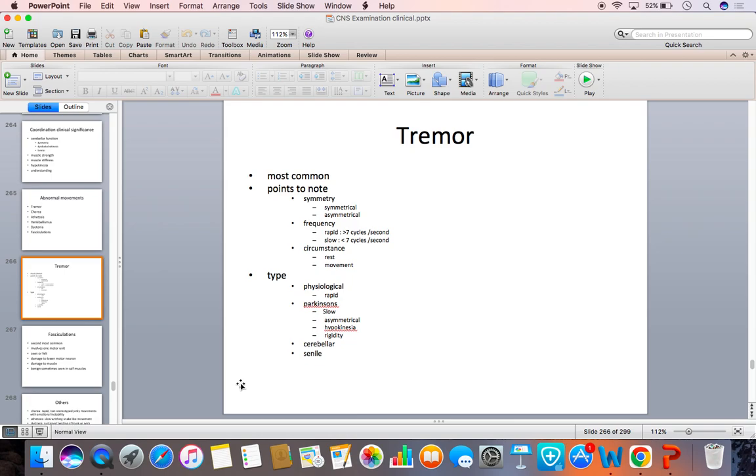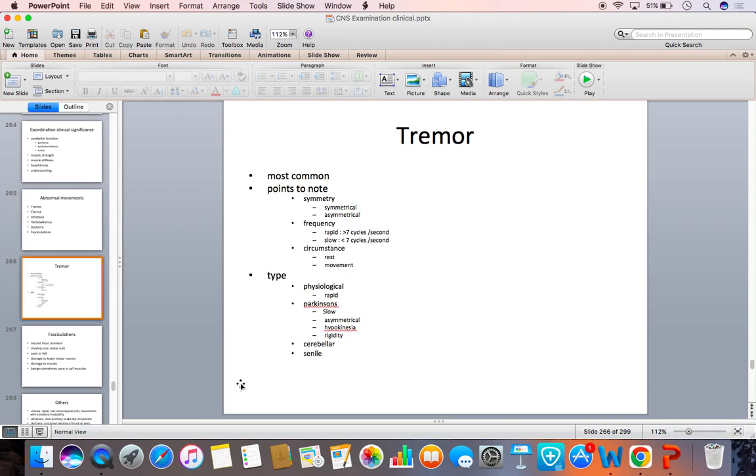The frequency, rapid or slow: rapid is more than 7 cycles per second, slow is less than 7 cycles per second. Is it occurring at rest or on movement? Tremor at rest is diagnostic of Parkinsonism. Then tremor on movement, action tremor, is a cerebellar lesion.